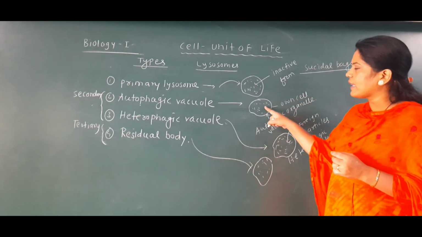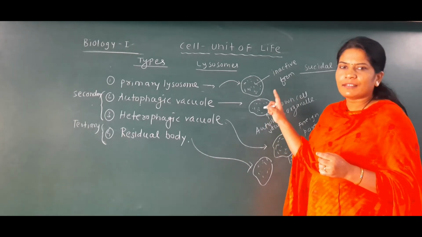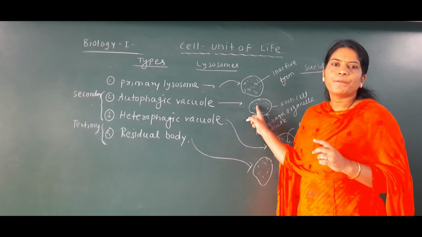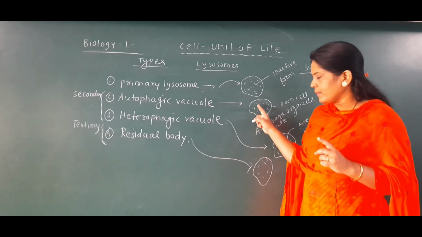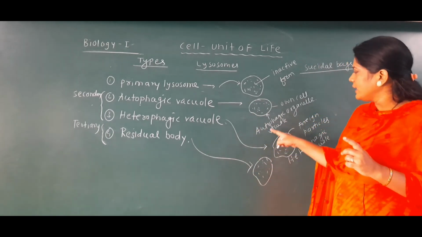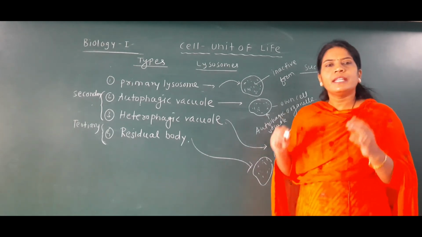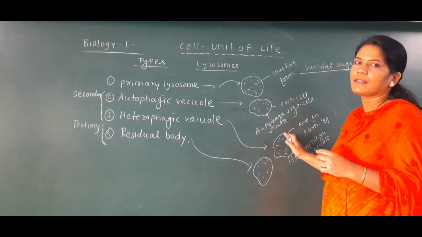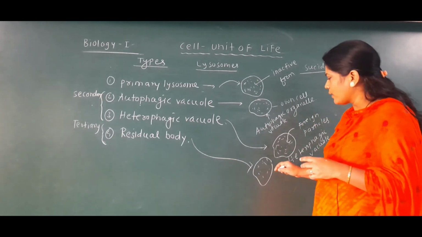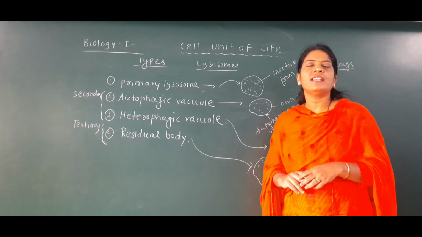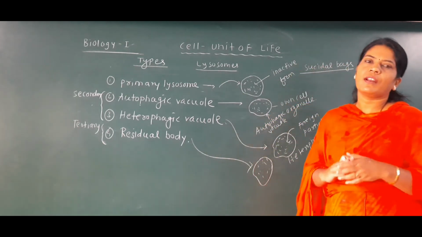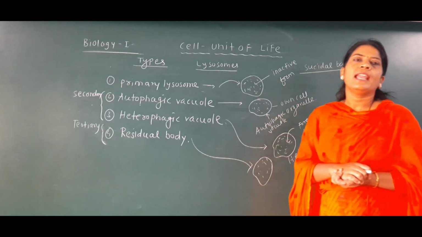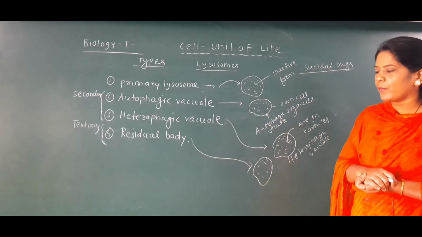See here, this is the autophagic vacuole. Here its own cell organelles are digested, but the undigested part of the cell organelle remains in the cell. Here this is a heterophagic vacuole. Here also foreign particles get digested, but undigested foreign particles remain in this lysosome, and so the lysosome which contains the undigested substances is called the residual body, and it is the fourth type of lysosome.